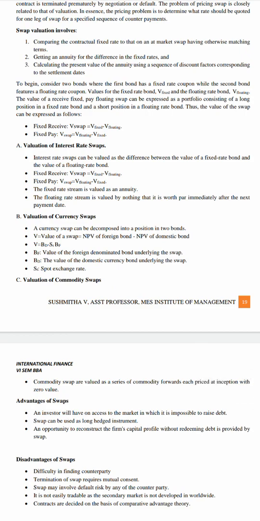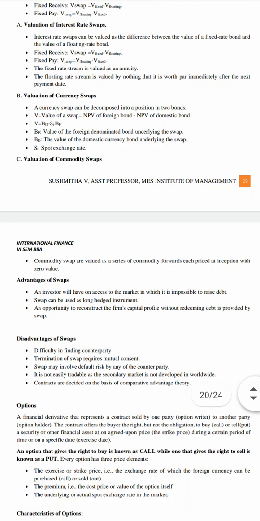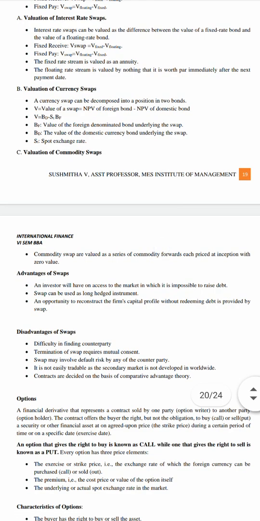And again, when it comes to valuation of interest rate swap, we deal with the same type of methodology. And when it comes to valuation of currency swaps, value of a swap is equal to net present value of foreign bond minus net present value of domestic bond. So here BD represents the bond of the domestic country and BF represents the bond of the foreign country, right?